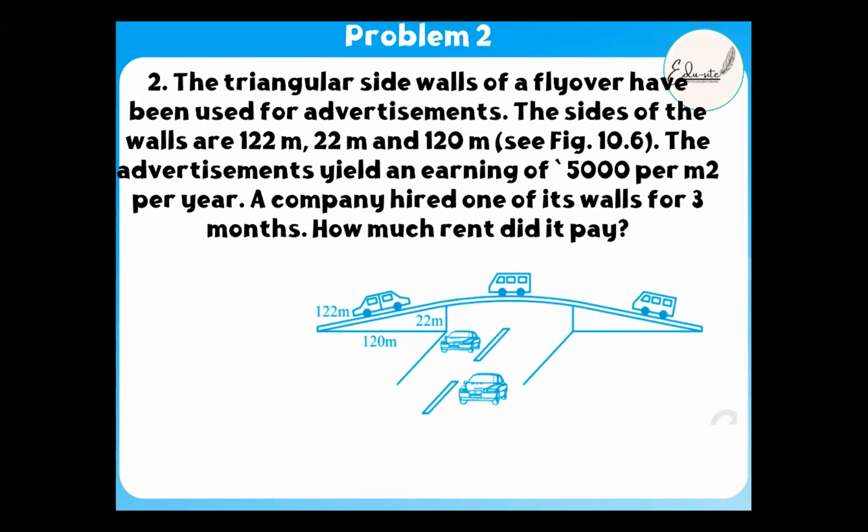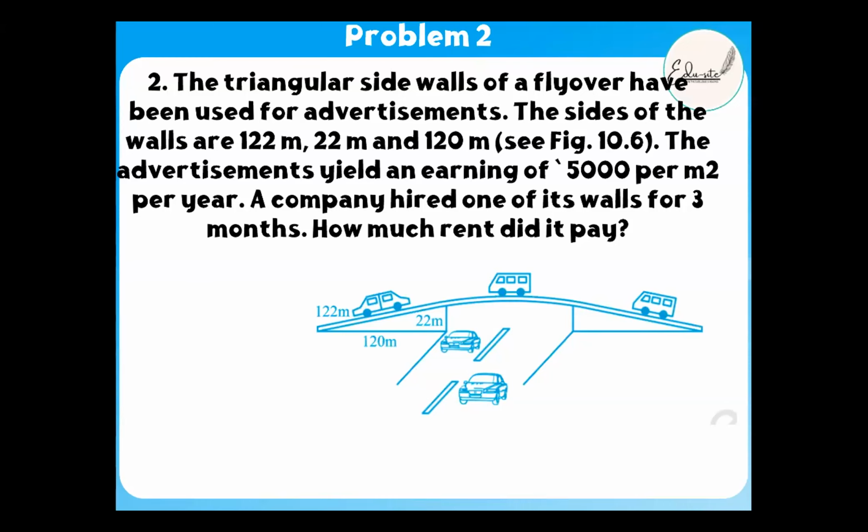The triangular side walls of a flyover have been used for advertisements. The sides of the walls are 122 meter, 22 meter, and 120 meter. The advertisements yield an earning of 5,000 per meter square per year. A company hired one of the walls for 3 months. How much rent did they pay?